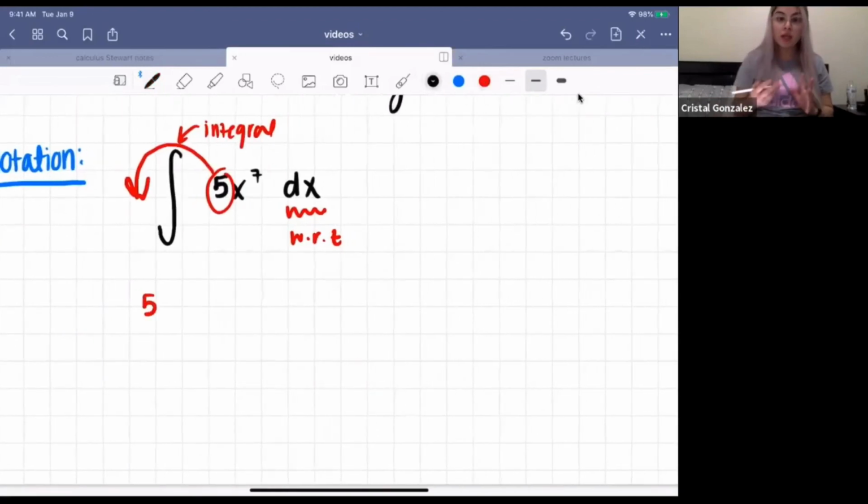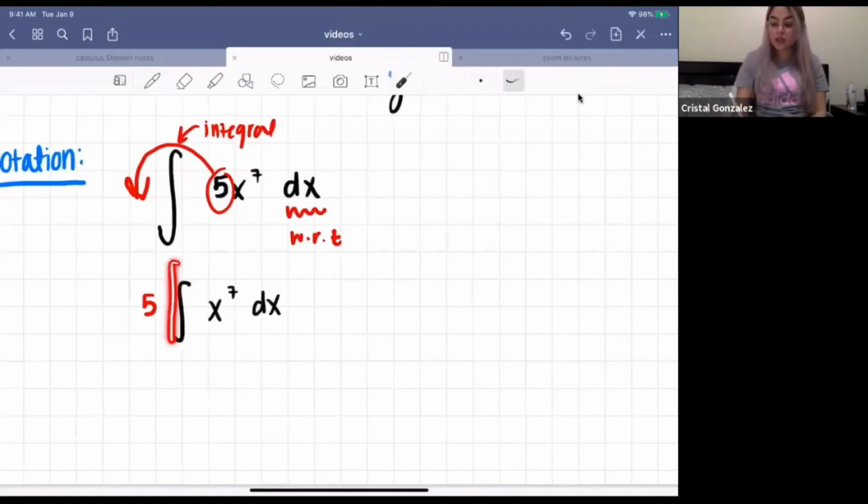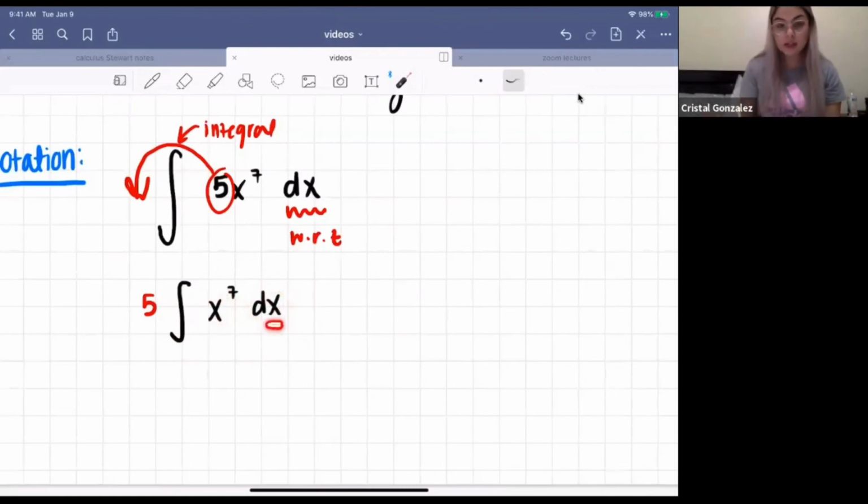We can pull out that 5 because it's a constant, and then we get x to the 7th dx. What this is telling us is that we need to integrate x to the 7th, which means that we need to find the antiderivative of x to the 7th with respect to x. That's just telling us that we're finding the antiderivative with respect to that variable x. So we're not doing some random variable like t. So this has to match the inside variable.